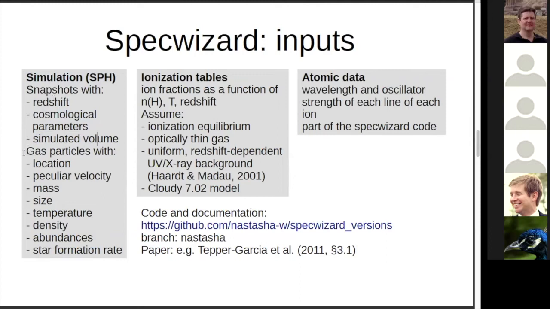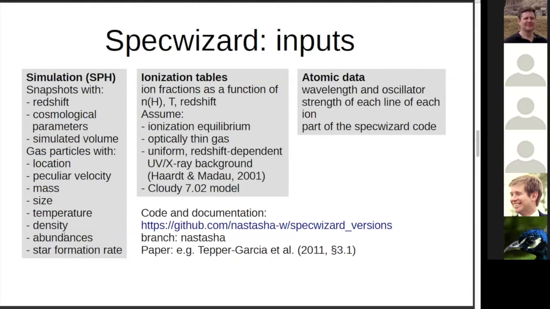So at this redshift, you also have a large number of gas particles. For those, you need to know where they are and the peculiar velocity along the line of sight to correctly put them in redshift space. You need to know their size to know how distributed their ions are and whether they even intersect your line of sight.